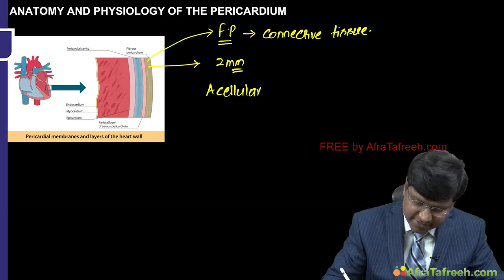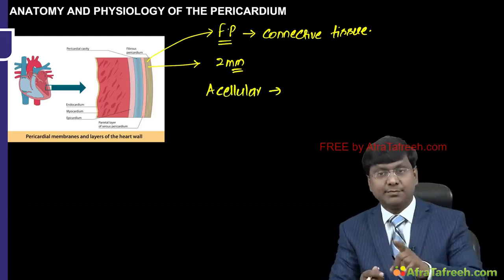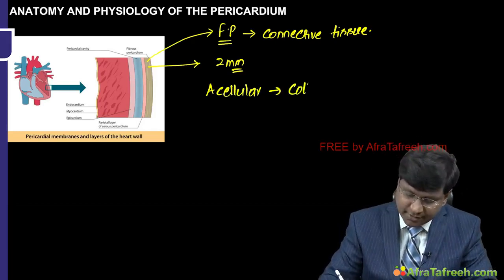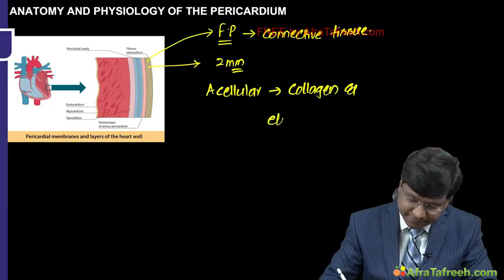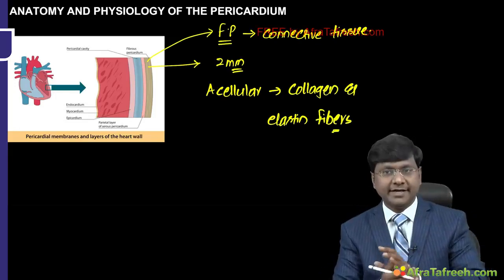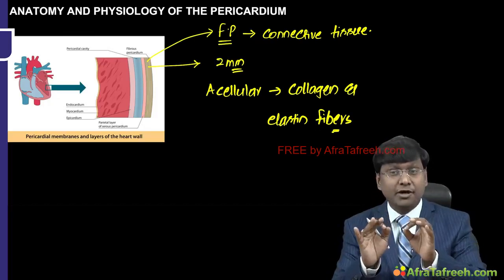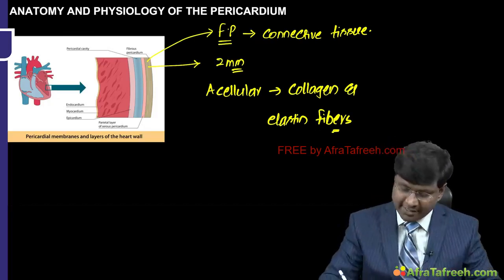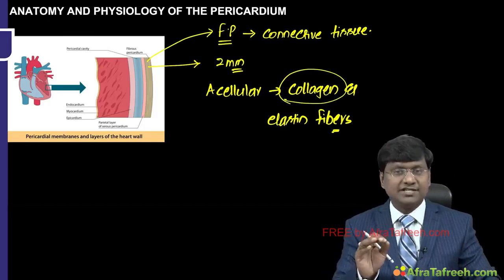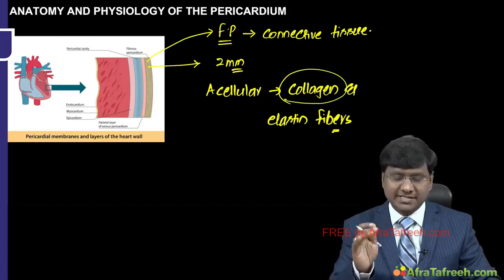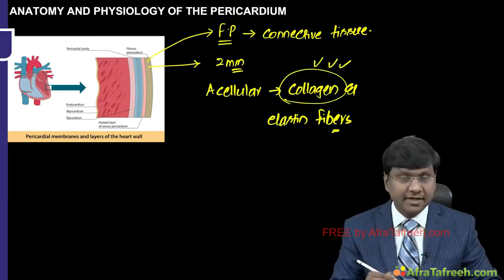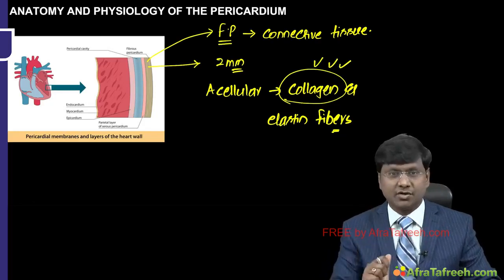It doesn't have cells. Then what is it composed of? It is composed of collagen as well as elastin fibers. These are the components of the fibrous pericardium. Out of these collagen and elastin fibers, collagen is the major structural component.